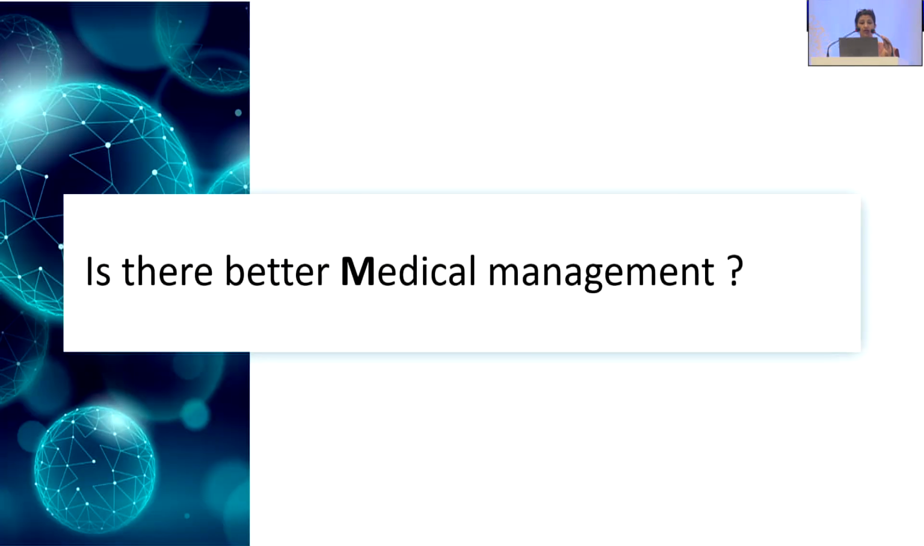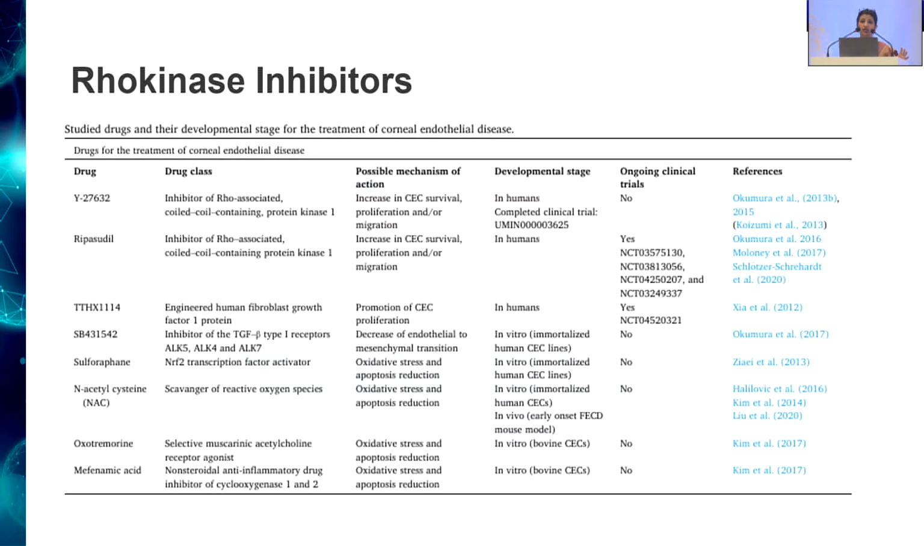To go on from that to the next question, are you going to have better medical management for these patients? The answer is yes. We are already in clinical trials for a large group of drugs which are Rho kinase inhibitors. We already know that ripasudil is available for glaucoma. The last speaker had spoken about glaucoma. And now it has been tested even for corneal disorders.